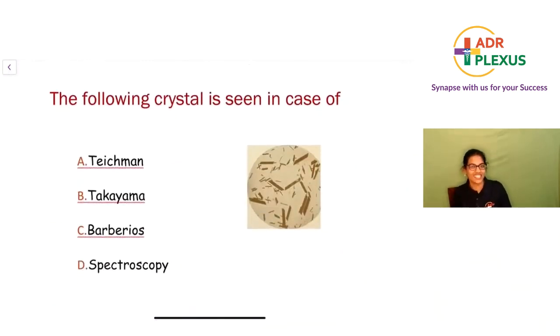The following crystal is seen in... It's a very common and easily seen one. So let's see the tests. What are the names they have given for it? They have used the word Teichmann, they've used the word Takayama, right? And of course, spectroscopy. So how do we proceed with it?